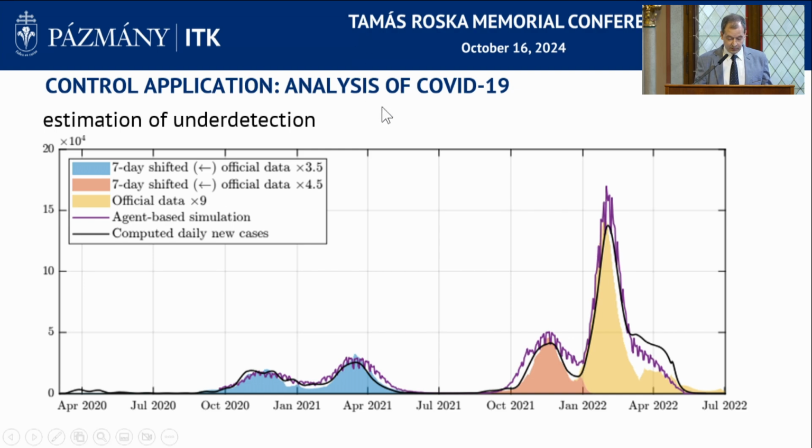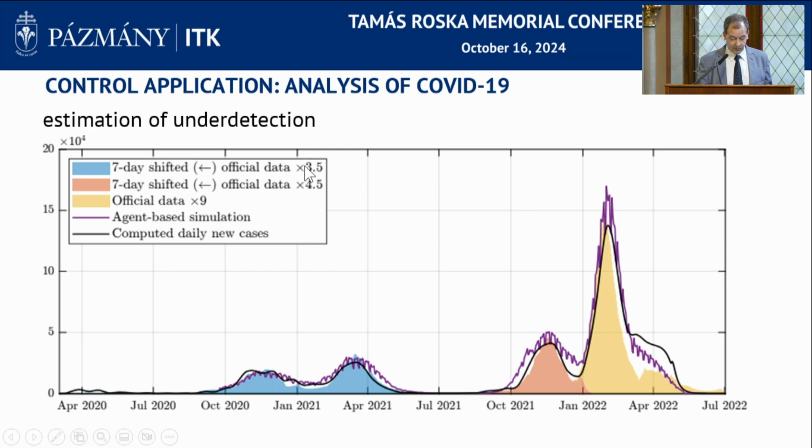This is just one result from the several. So an estimation of the underdetection during the epidemics. From the hospital data, we computed the transmission rate. From the transmission rate, we could compute the state variables, so the compartments in the model. And immediately, we were able to say something about the possible underdetection of COVID.